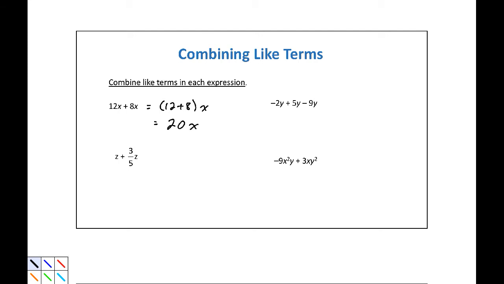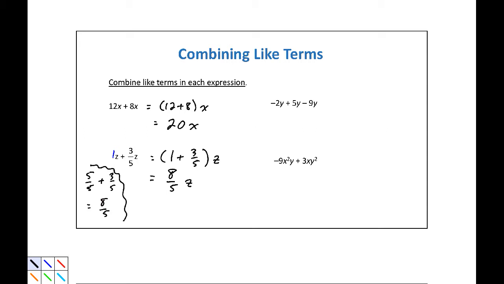Our next example, we have z plus 3/5 z. Well, the first one, I'm going to write an understood 1 here. That's 1z plus 3/5 z. That would be the same as if I just said 1 plus 3/5 and then multiplied that by z. Well, I would get a common denominator, write this off to the side, 5/5 plus 3/5, because 5/5 is 1. So that would be 8/5, so that my answer is 8/5 z.